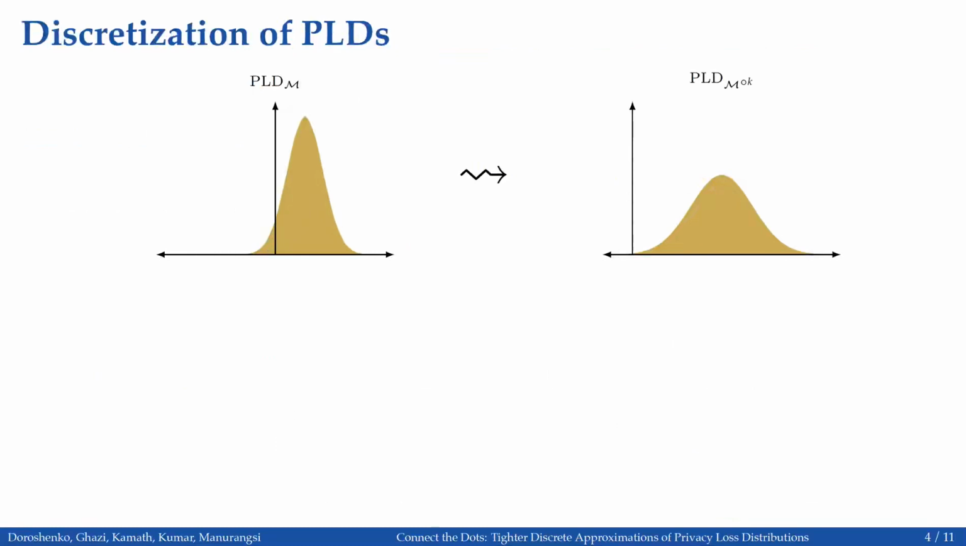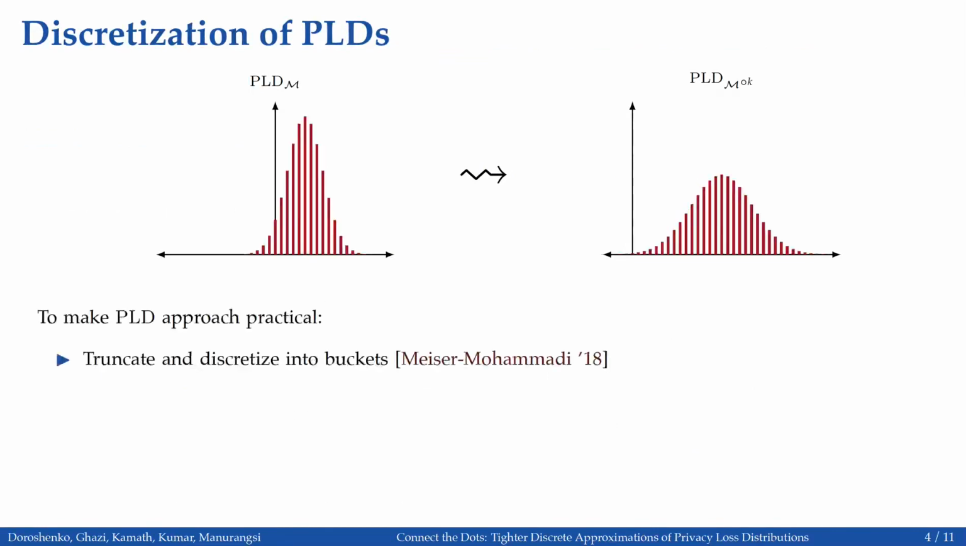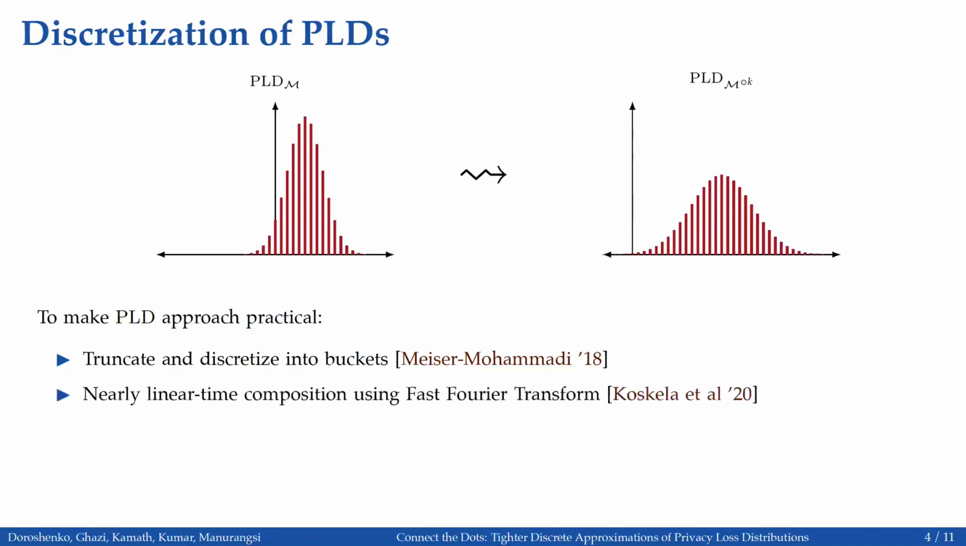Thus, the goal of privacy accounting of composed mechanisms is reduced to the task of performing convolutions of privacy loss distributions. In order to make this practical, it is common to work with a discretized version of the privacy loss distribution. And furthermore, it is possible to perform the convolution operation in time that is nearly linear in the number of buckets using fast Fourier transform.